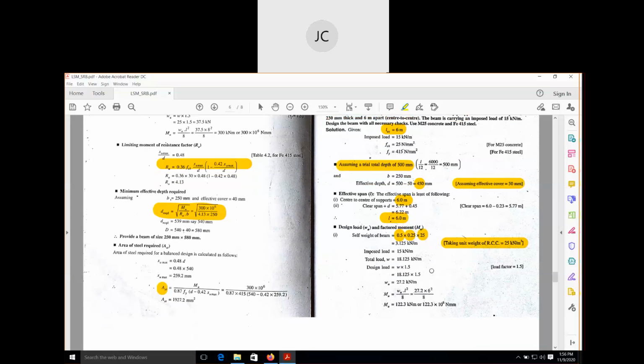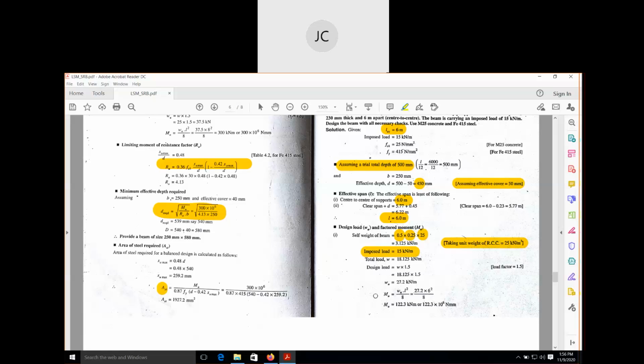Then the imposed load, in other words the live load, is given. This is the self weight, which means it is your dead load. So live load plus dead load is your total load, and you have to add the two values. Then for getting the design load, you have to multiply the value by the load factor 1.5. So your design load will be this much.